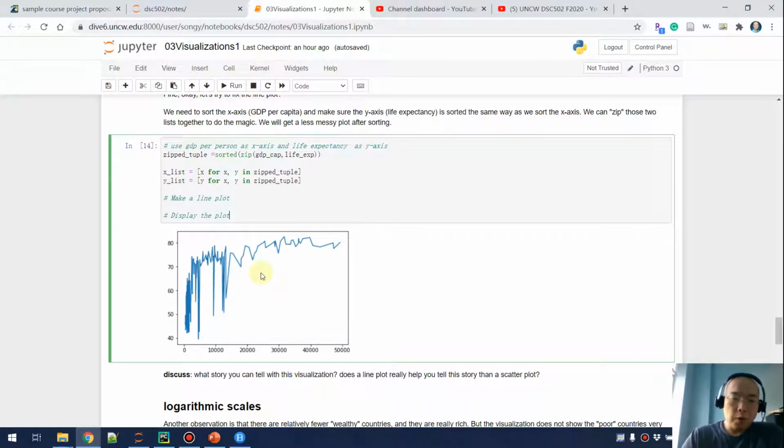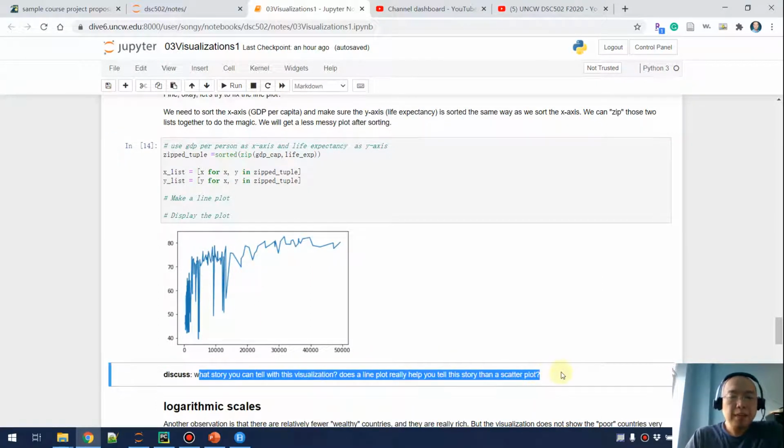Okay, so the next thing, let's talk about this visualization. Number one, what's your observation here? And number two, do you really want to do a line plot in this case? So think about that.